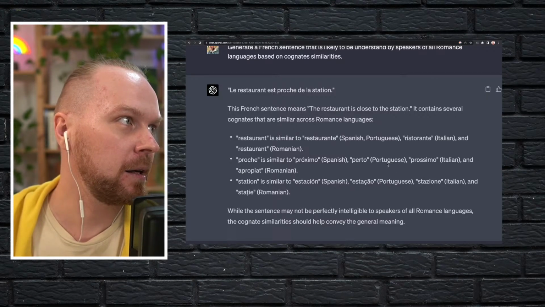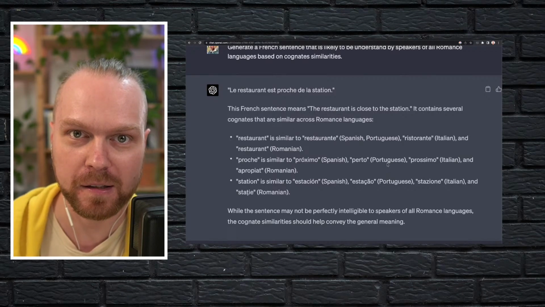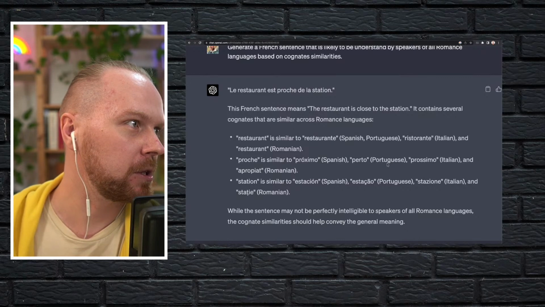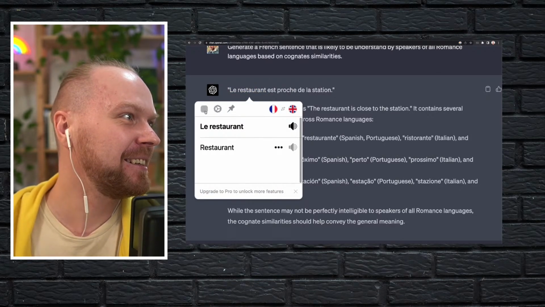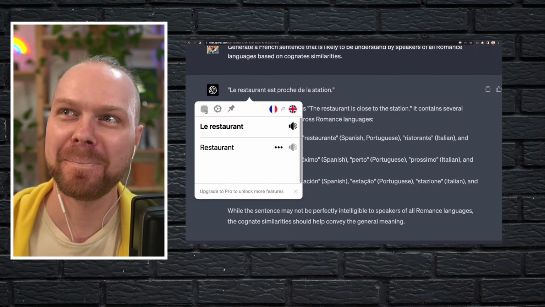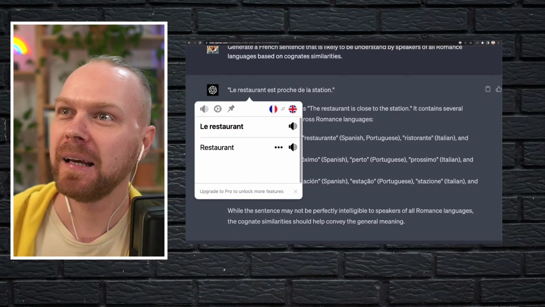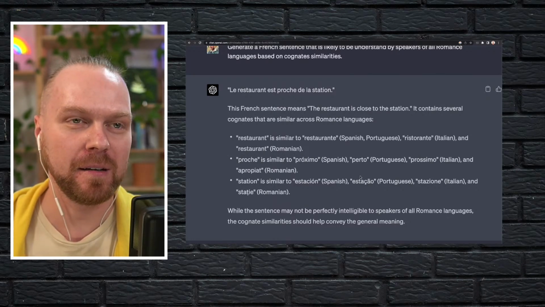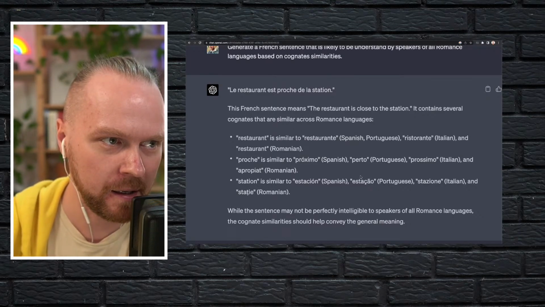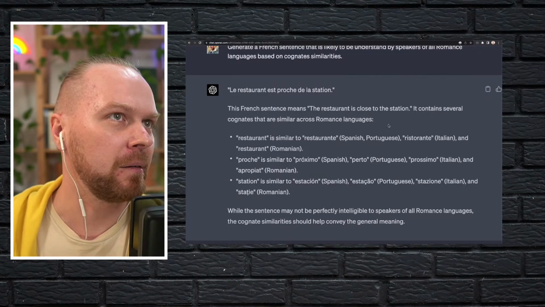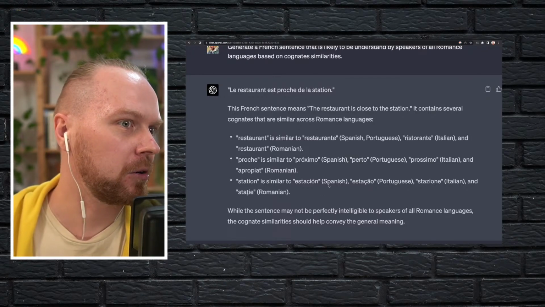Yeah, so it says that the restaurant is close to the station, and it gives the list of all the cognates that we have in other Romance languages. So obviously restaurant, le restaurant, French. It's such a weird word. It's present in so many languages. In Polish, we say restauracja. For some reason, it just spread all over the world. It's a very popular cognate.